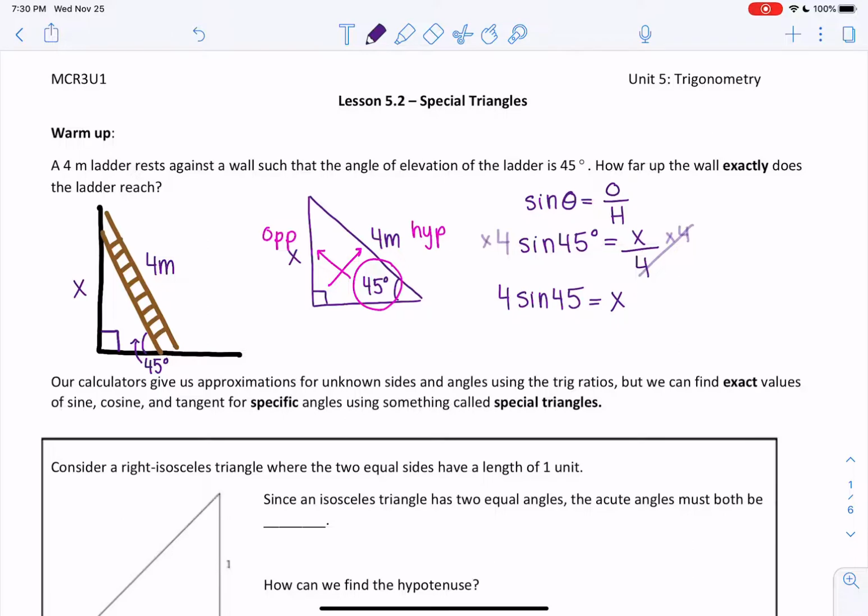Now, if I put this into my calculator, I'm going to get a long decimal. So this is really as exact as we can go. But it's very, very challenging here to get an exact answer from this and to compare it to other answers. So that's why we start using special triangles and determining some exact values. What we're going to do is look at 2 specific special triangles that will give us some exact values for 3 different angles.